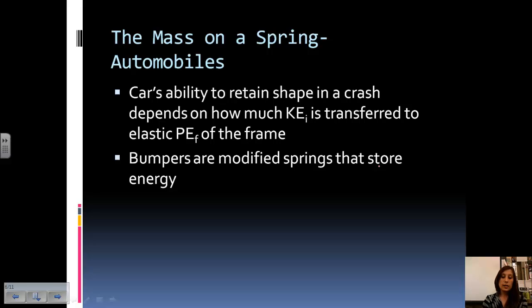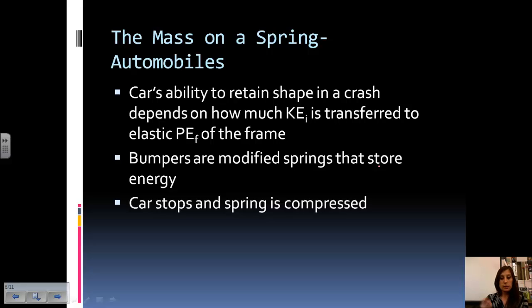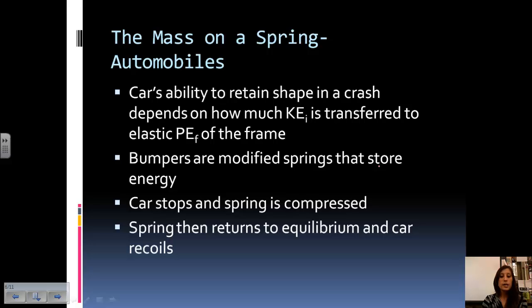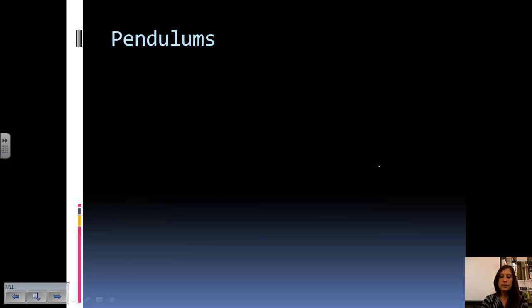A bumper on a car is basically a modified spring. Its purpose is to cushion or store a lot of that energy so that the occupants of the car don't feel it as much or the shape of the car is not deformed. When the car stops, the spring, the bumper, is compressed, and hopefully that prevents the car from being deformed. The spring then returns to equilibrium and the car recoils off of whatever it collided with, which is going to be a better result for the people inside.